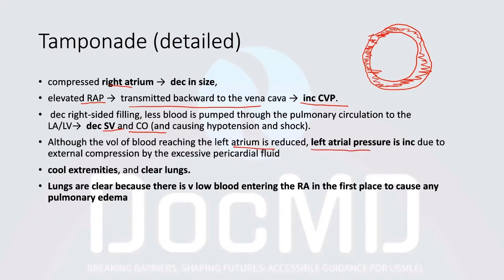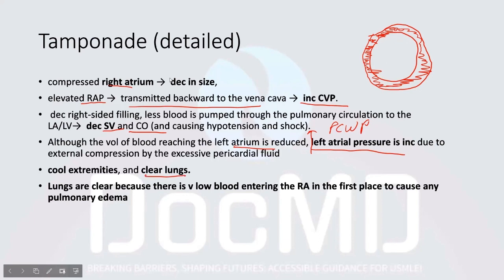Although the volume of blood reaching the left atrium is reduced, why is the left atrial pressure increased in this case? Because, again, since there's fluid accumulating all around the heart, the left atrial pressure will also be increased. So this is not an elevation of left atrial pressure due to backup of fluid. This is due to compression of the left atrium. If we put a Swan-Ganz catheter to measure the pressures within the heart, we would find an elevated PCWP in this case. But it won't be due to a backup of fluid. Remember that. So in this case, you're going to get clear lungs.